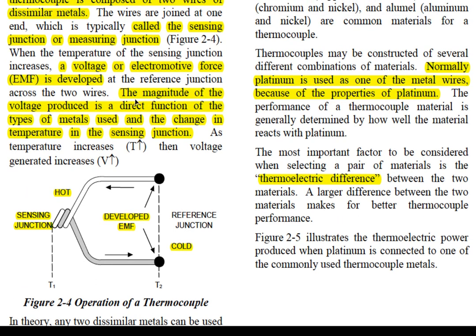All right, so as the temperature of the sensing junction is increased, based on the properties of these two metals, an electromotive force is developed between the two metals, which means a voltage, a potential difference. That potential difference, that voltage, is measured by a voltmeter and corresponds directly to the temperature of the particular medium you're measuring. So that's pretty cool. This is a transducer, which goes from heat right to voltage.